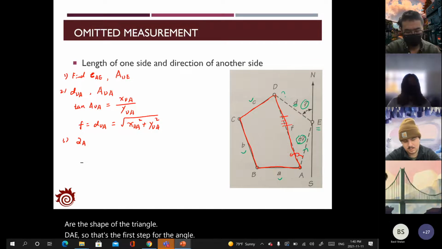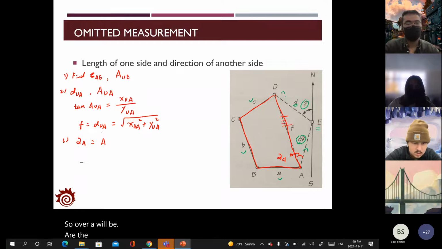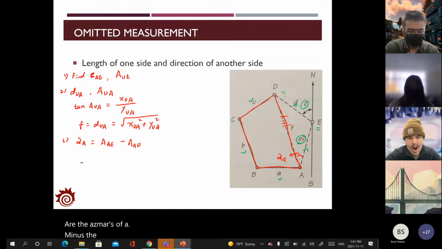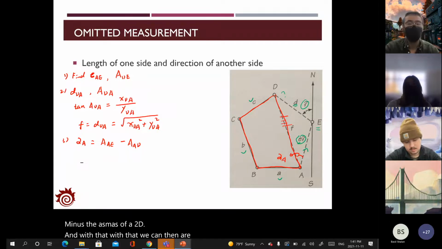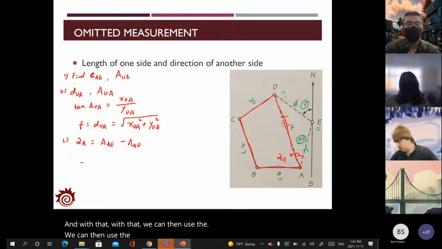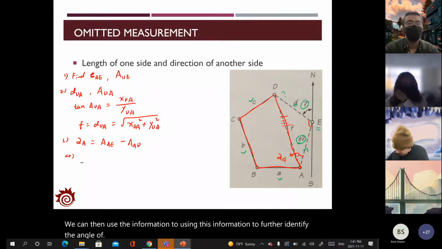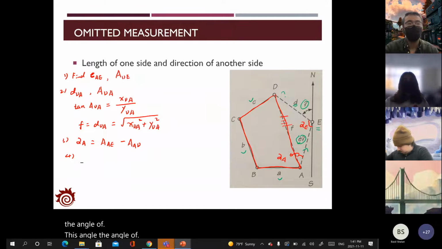Say that this one is alpha A. So alpha A will be the azimuth of AE minus the azimuth of AD. And with that, we can then use this information to further identify the angle at the point E, say alpha E.